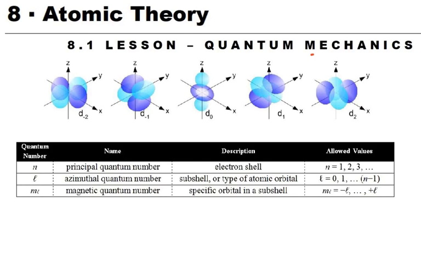Mechanics, we were talking about here, quantum mechanics. Mechanics is kind of a series of mathematical equations that relate together. They're all related. And in those equations, there are going to be variables, and we call those variables quantum numbers. Now we have n, l, and m. Those are the three that we're worried about.